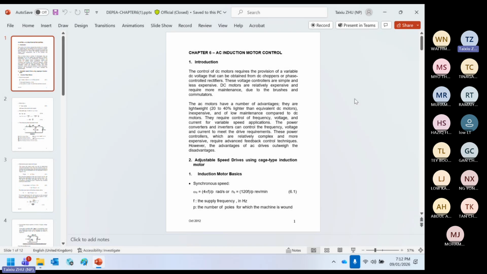Okay, so today is topic 6, chapter 6, AC motor control. Although the topic is AC motor control, we take a look at the induction motor only, and more specifically the three-phase induction motor only. You have the motors category overall: DC motor, AC motor. In the AC motor group, you have single phase and three phase. We do not cover single phase, we cover three phase.